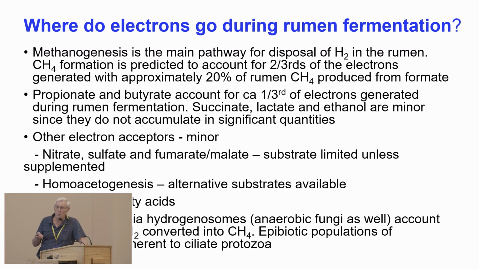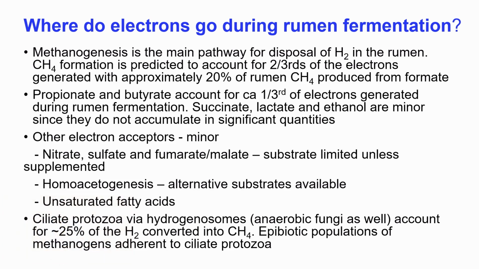Okay, so where do electrons go during fermentation? This is a compilation of the paper that Sinead and the group in New Zealand and I worked on with Tim McAllister. And so the pathway for most of the electrons, two-thirds of them, is to reduce CO2 and make methane. So this is the predominant pathway. The other third probably come from things like propionate and butyrate. So propionate is a net, and then butyrate from pyruvate are sink products. Succinate, lactate, ethanol, they're minor.